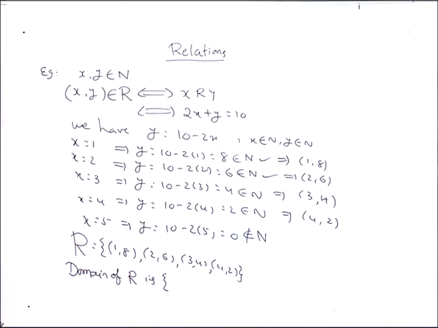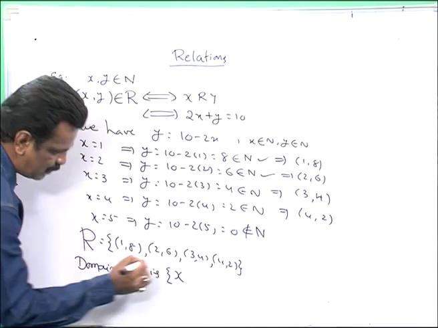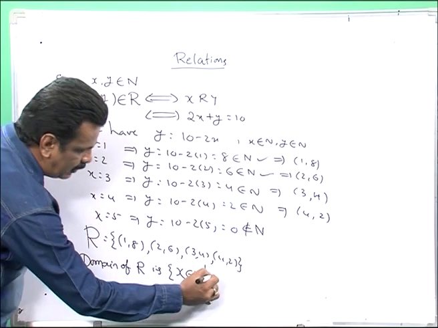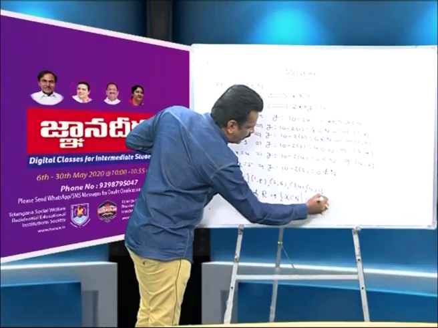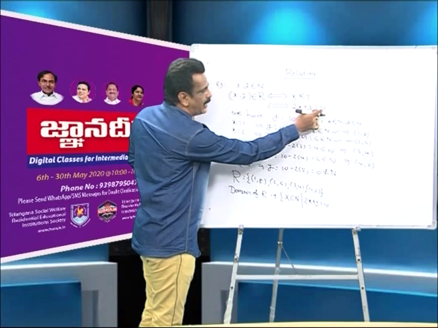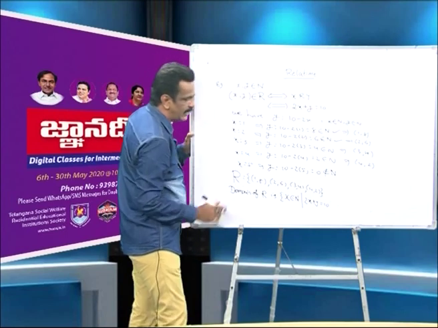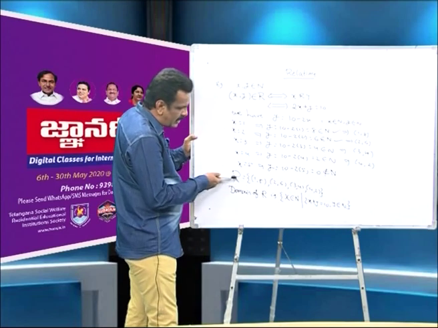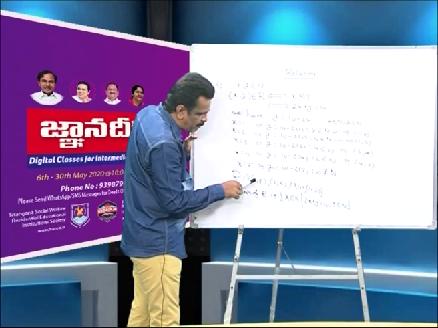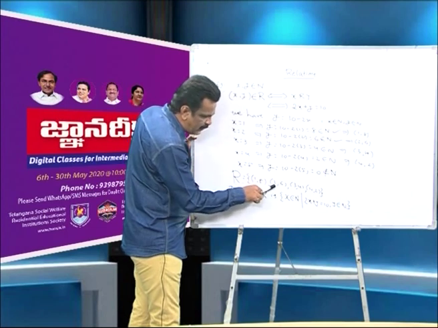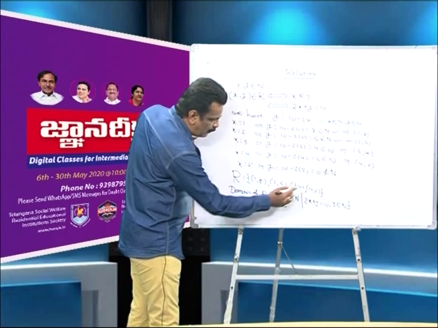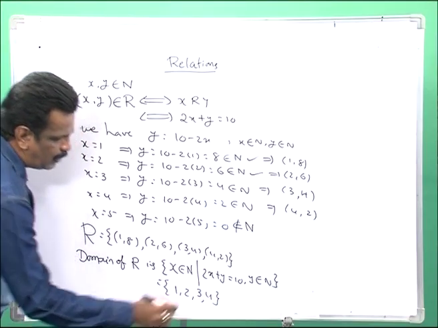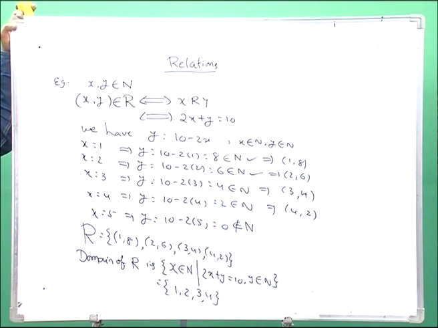Domain, by definition, must be the x values that are natural numbers under the condition 2x plus y equal to 10, because 2x plus y equal to 10 is a rule connecting x and y. And not only that, y is also a natural number. So in these ordered pairs, pick up the first elements: 1, 2, 3, 4. Only 1, 2, 3, 4 will form the domain of the relation.